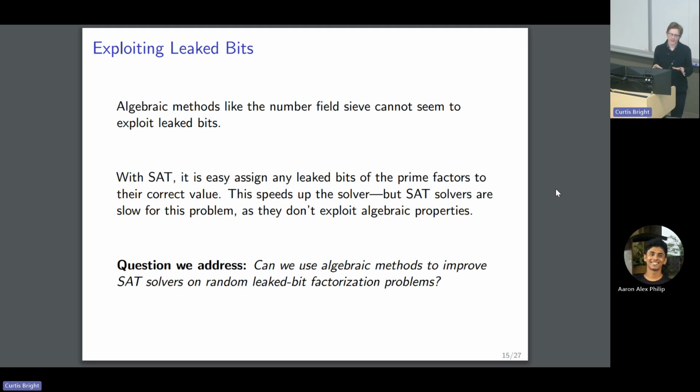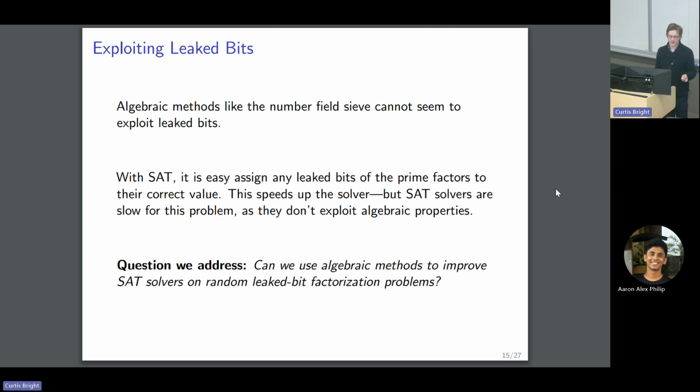The thing about the number field sieve is it doesn't help the number field sieve, right? This leaked information doesn't make it any faster, unfortunately. You would like to be able to exploit this known information, but it seems like the number field sieve works on a different structure, and doesn't seem to be possible.